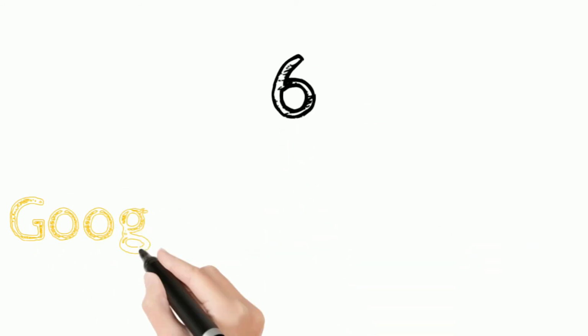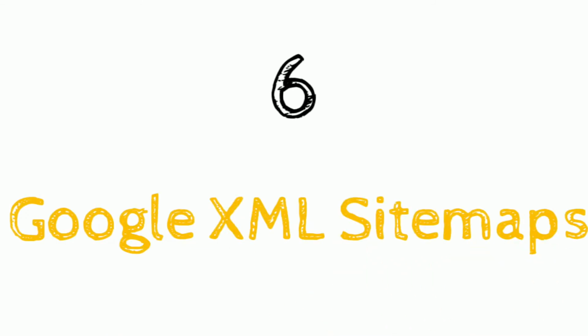Next one is Google XML Sitemaps. As you might be aware, a sitemap is very important. It is important to index your website or your blog on Google, Bing, whatever search engines are available. So to index your blog or website on search engines, you will have to create a sitemap, and you will have to add that sitemap on Google Search Console.